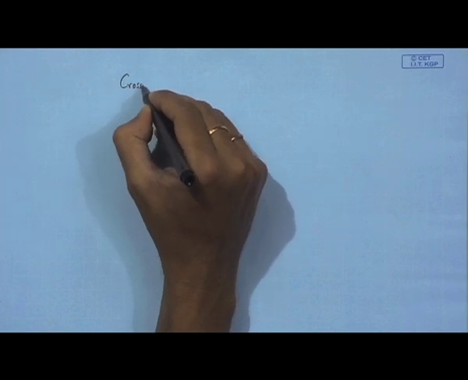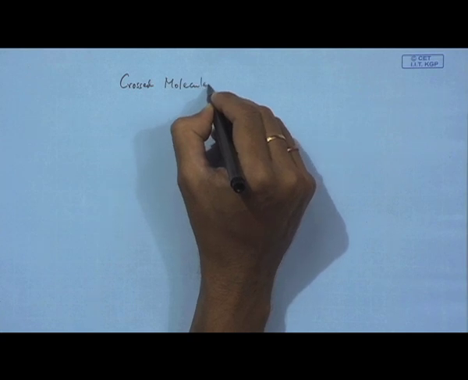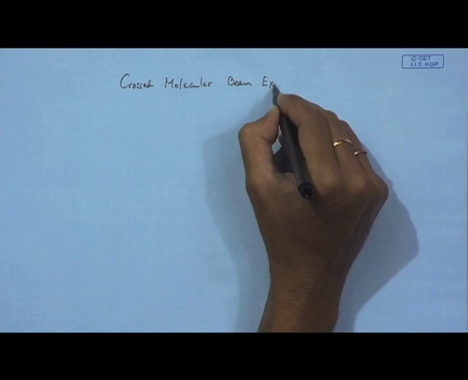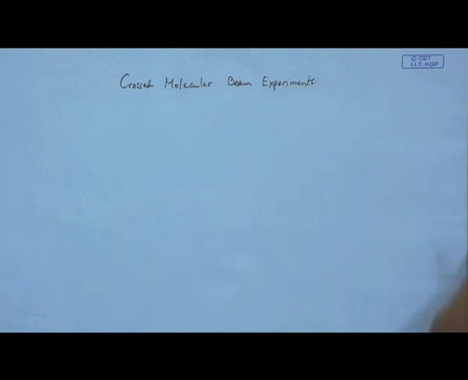Next, in order to find out the angular distribution of the products, we have to go with the crossed molecular beam experiment. So, what is a crossed molecular beam experiment?